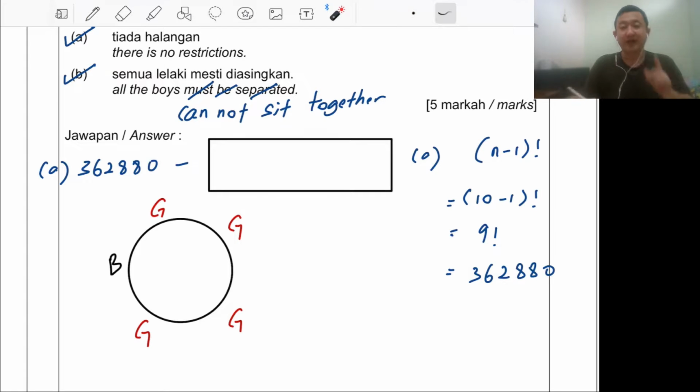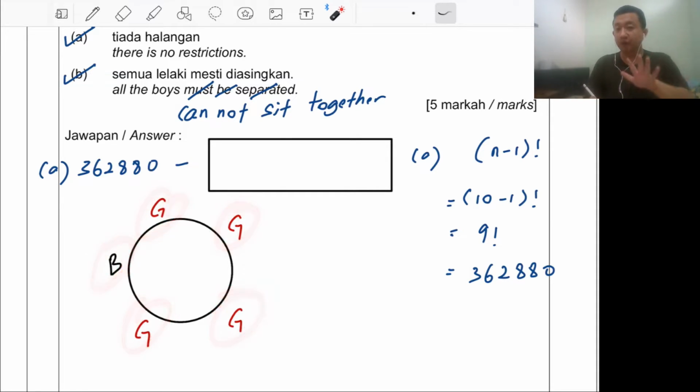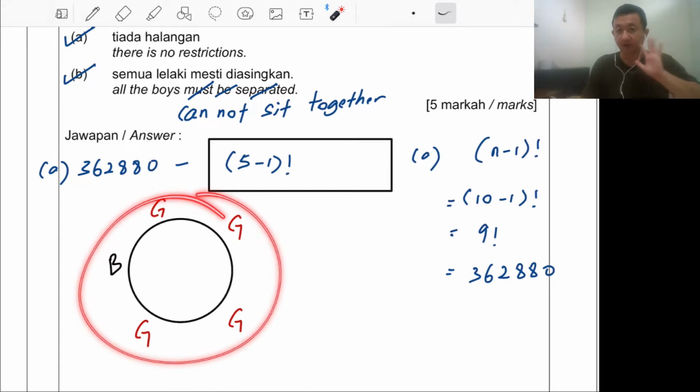So this one as one entity, because I group all the boys together already. This one as one entity. So 1, 2, 3, 4, 5. So assume as 5 groups of people sitting in a circle. So n minus 1 factorial. So I have 5 minus 1 factorial. This is only for these 5 groups of people.